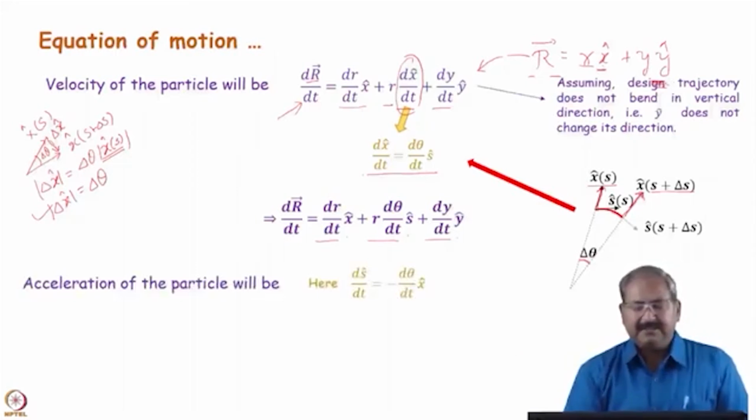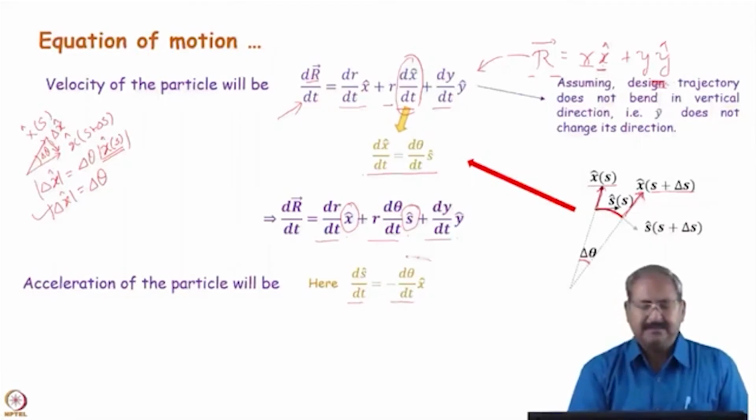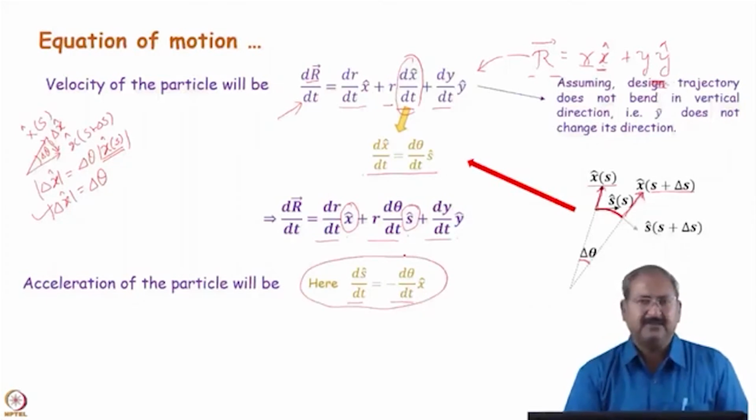Now in acceleration, when we calculate it, x cap will also be differentiated. So dx cap by dt we have already calculated. Here s cap will also be differentiated, since its direction is also changing with time. In a similar way, as we derived dx cap by dt, we can calculate ds cap by dt, and it will be minus d theta by dt x cap. Proving this result is left as an exercise for all.